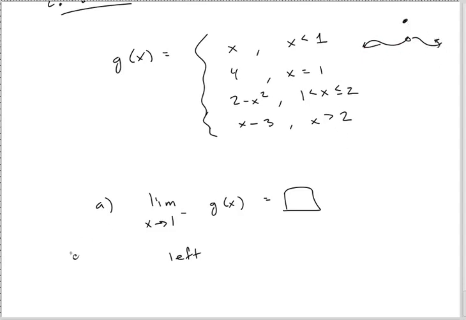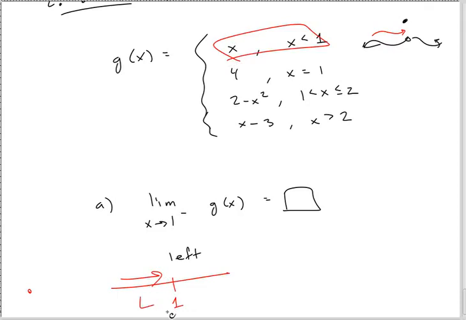And so I want to know, as I'm approaching from the left and only the left, numbers less than 1, like I've got 1 on my number line. So what's on the left side over here? Well, I don't know, 0, 0.5, right? So we're looking for numbers that are smaller than 1. And notice that the piecewise says less than 1, and so I'm going to use this as my function.